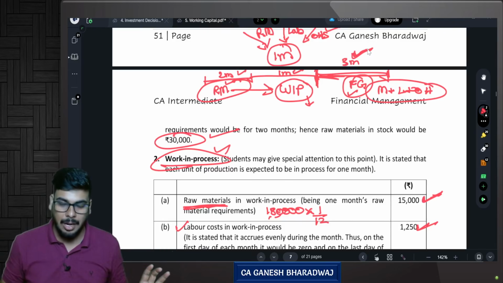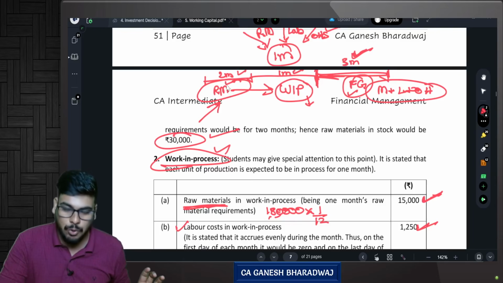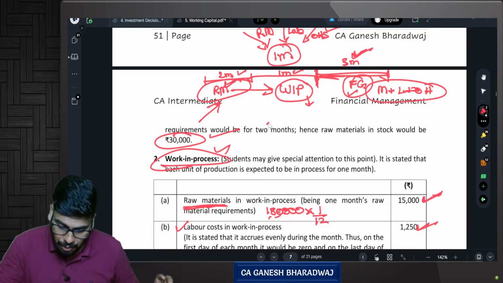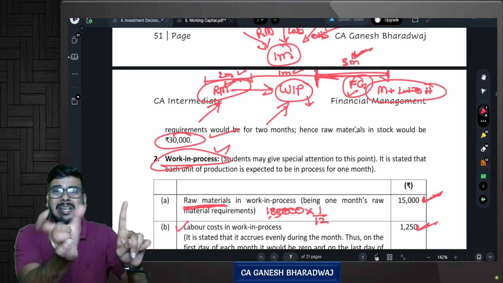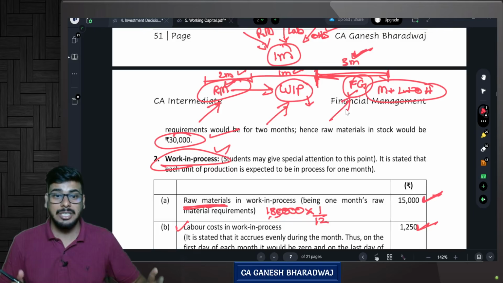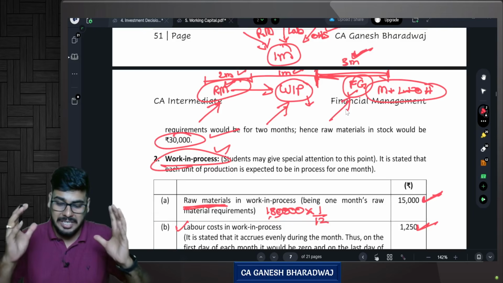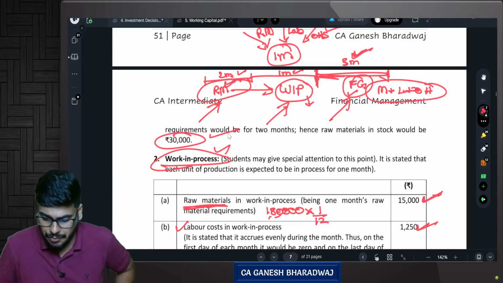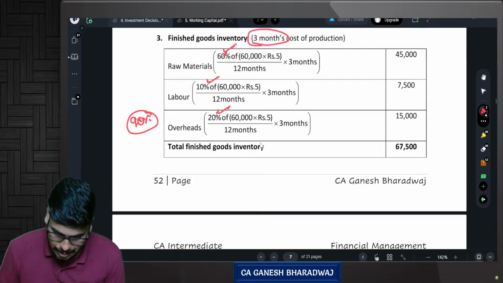So the working capital, how it works is, for a period of 2 months, the raw material cost gets blocked. For the next 1 month, raw material plus evenly 50% of labor, 50% of overheads. Then for the next 3 months, entire raw material, labor and overheads gets blocked in your business. Are you clear with this? Yes. Now what happens?